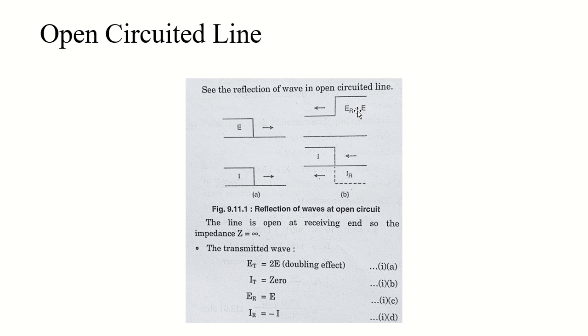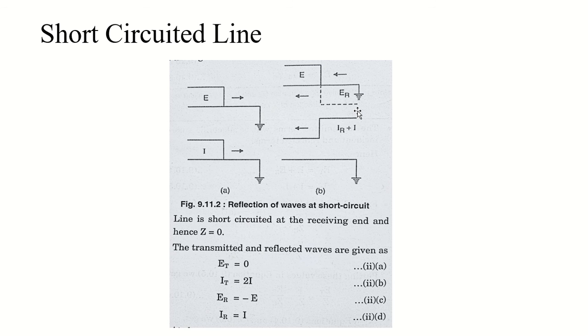Now let's see the second case of short circuit. See here what is happening in short circuit. E is getting ER, but the ER is in the opposite direction, where IR and I are getting added. My line is short circuited at the receiving end, so the value of impedance will of course be 0, and the transmitted and reflected waves can be given as Et equals 0. Why is Et equal to 0? Because E and ER both are in the opposite direction, so their resultant will be 0.